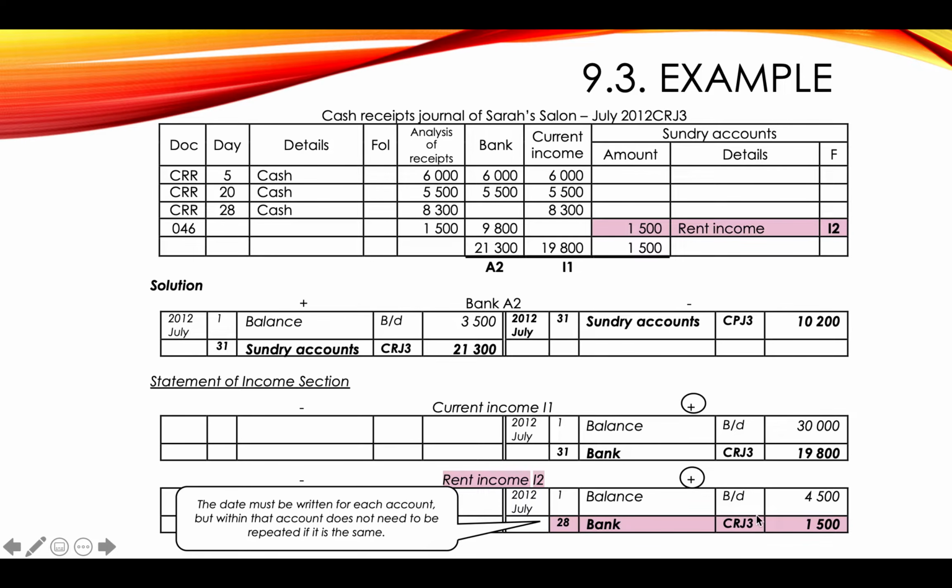To determine the journal entry, you can just go and have a look at the top here, and you can see it says CRJ3. In other words, it was the third page of the cash receipts journal, so you write CRJ3 as your folio reference.